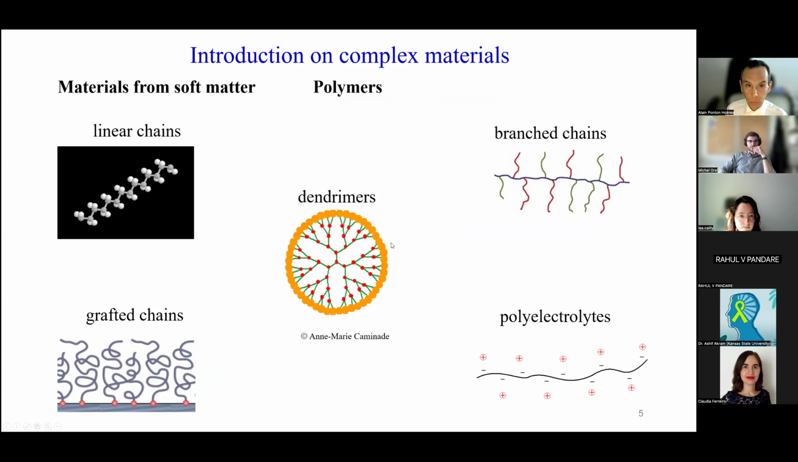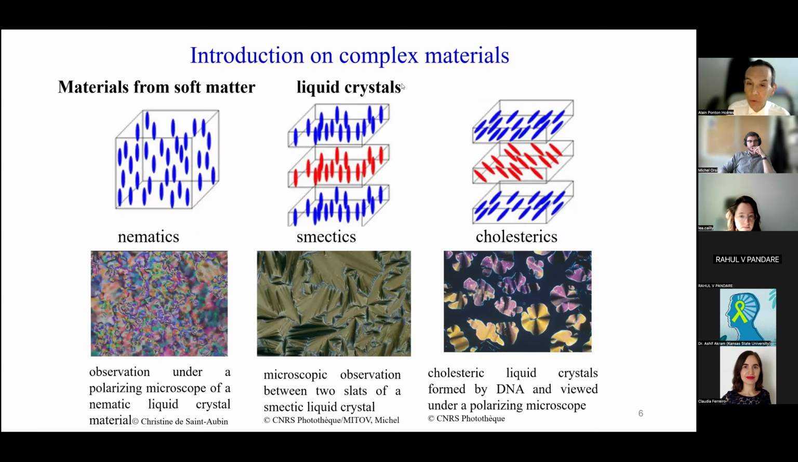You can also have liquid crystals. Depending on the orientation of the liquid crystals in a cube, or if liquid crystals are arranged in a plate, or also in plates with different directions, you can have different kinds of liquid crystals with different properties. Very often, these liquid crystals are birefringent, and here you can observe some pictures of liquid crystals showing the birefringent properties.